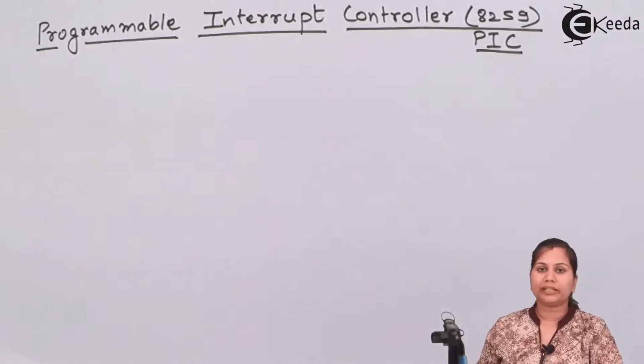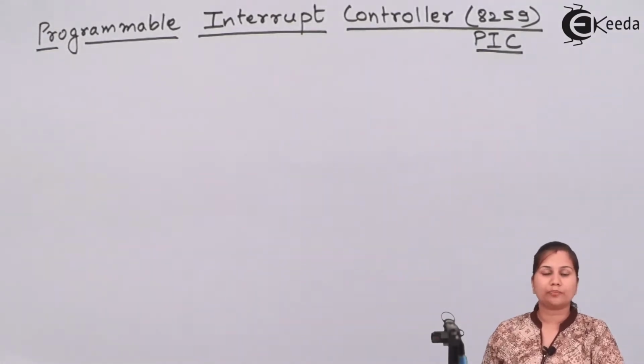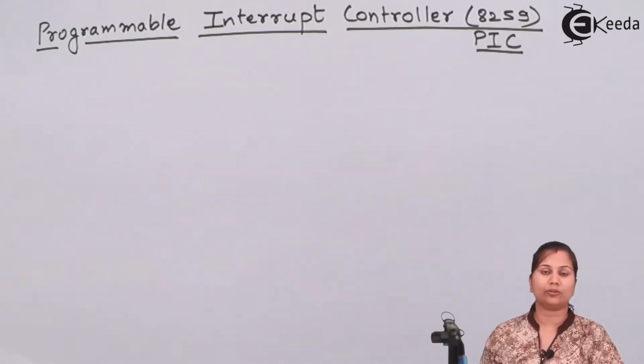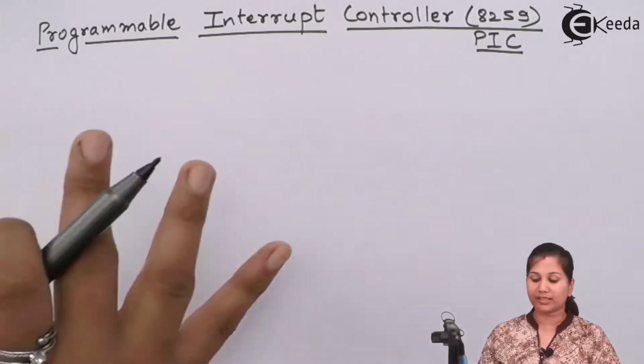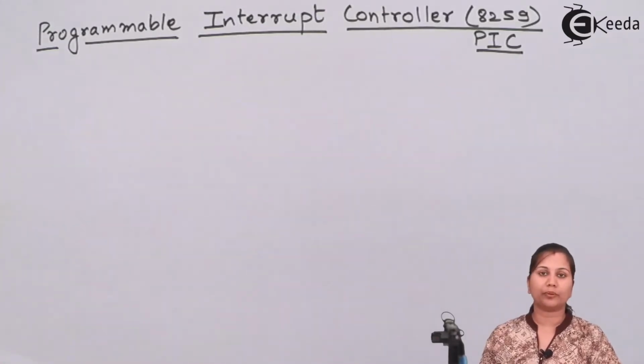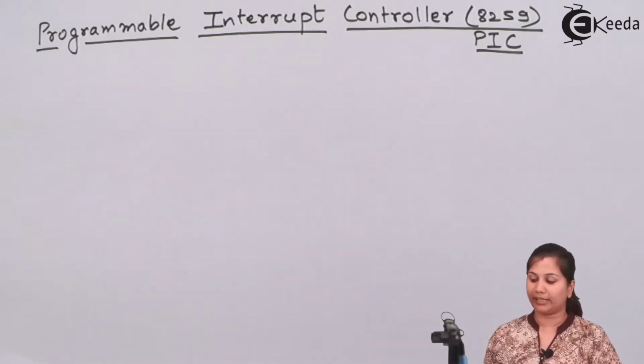The programmable interrupt controller is used by microprocessor systems like 8085, 86, 88 and 80 for handling multiple interrupt systems. Whenever the microprocessors have multiple interrupts, then to handle these interrupts, they use a controller, which is the programmable interrupt controller 8259, the PIC.